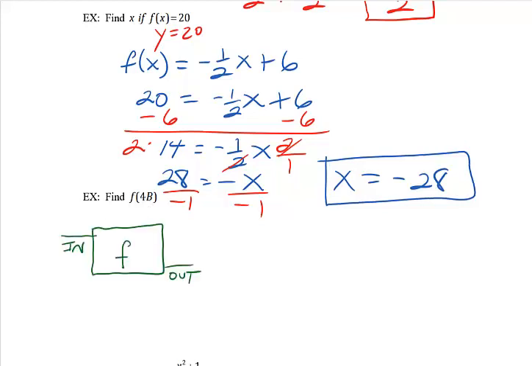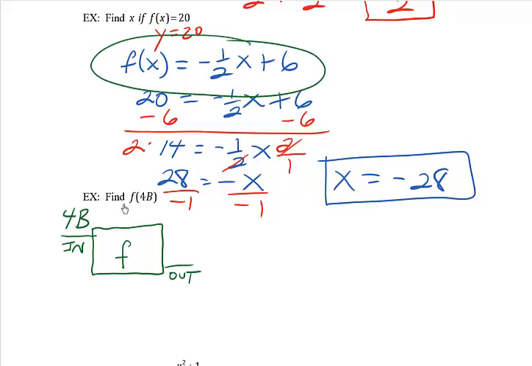Well, remember, a function is like a machine with an in slot and an out slot. What's the 4b? Well, it's in there in the parentheses. That means it's an input. I am being asked, go to our good old function f, this guy that we've been working with, and dump 4b into the in slot and tell what comes out.